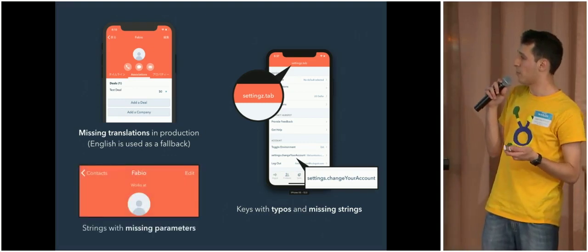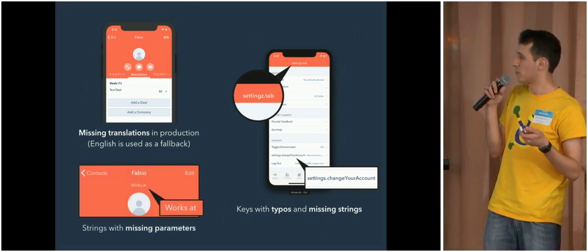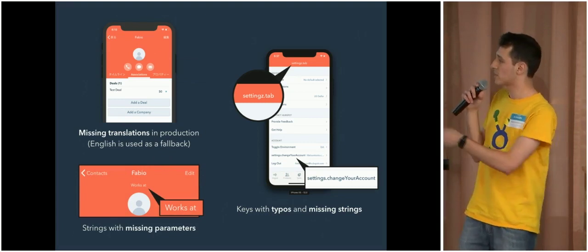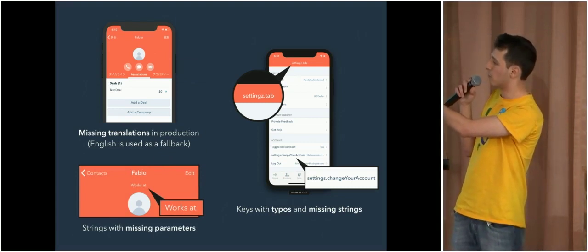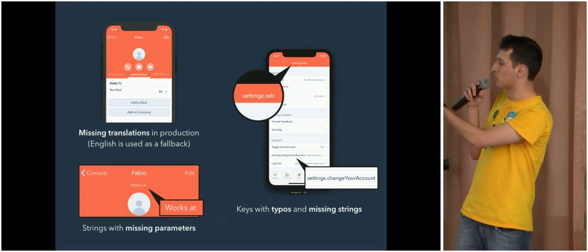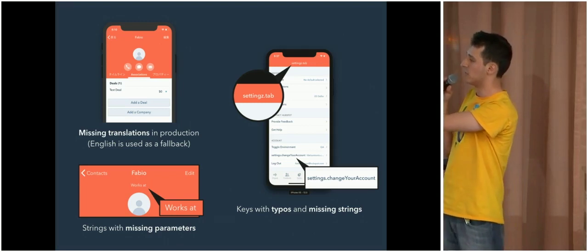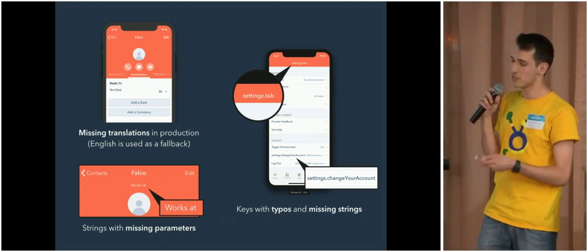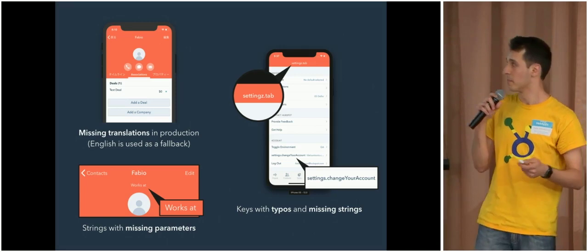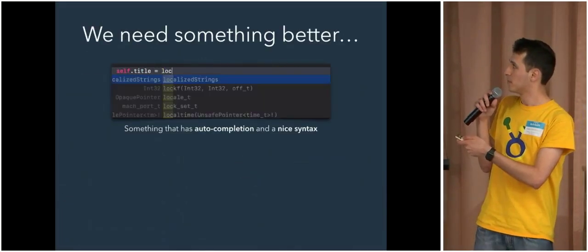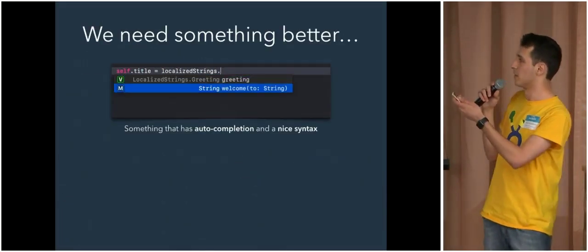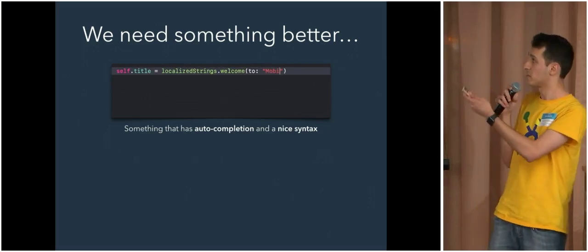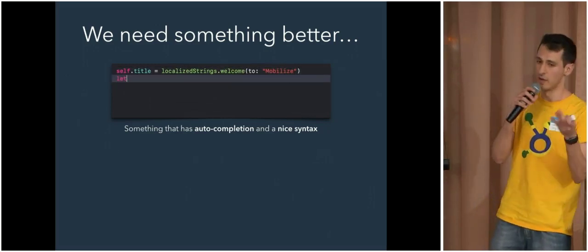Another thing that can happen is that you can sometimes forget to add the parameter. In this case, we want to add something like works at some company, but we forgot to set the company, so you will only see a blank. This is not nice. We clearly need something better. We need something that can give us auto-completion and a nice syntax that fits into the language.